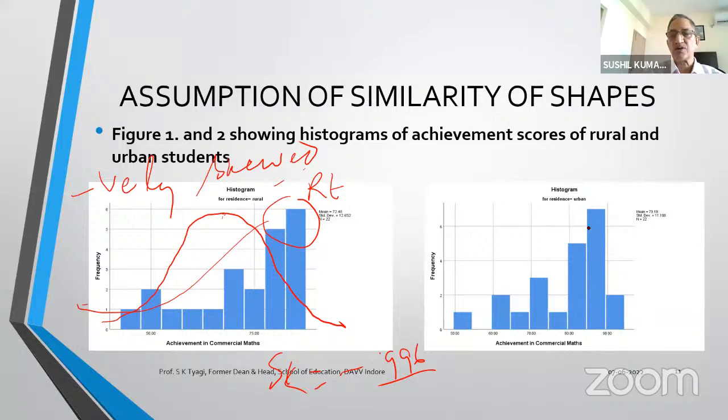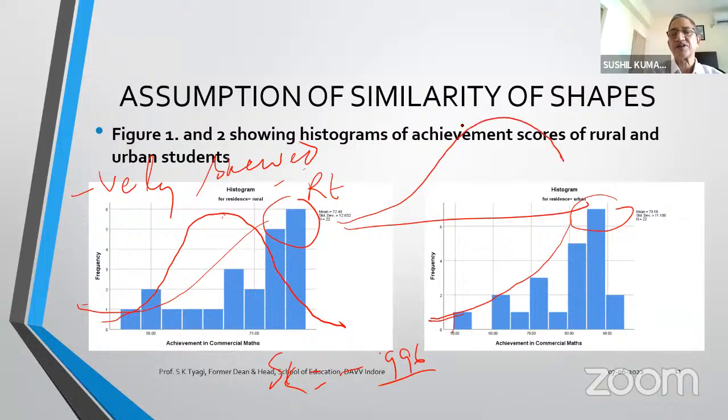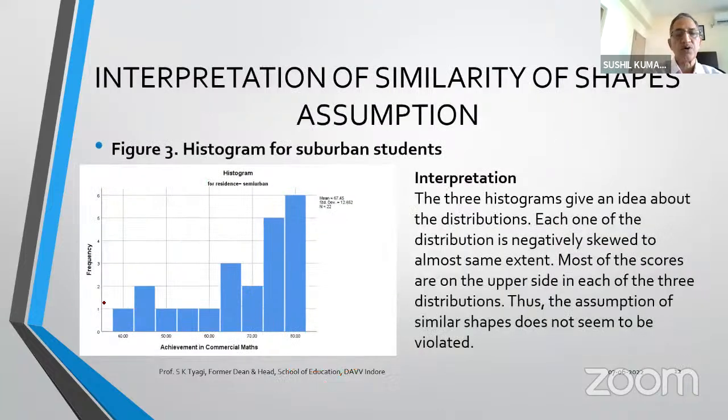Similarly, look into this histogram. Here also the peak is on the right, and on the left side the height is decreasing gradually. So the tail is on the left. This is a negatively skewed distribution. And the third distribution is also like this, negatively skewed. Therefore, the three histograms give an idea about the distributions. Each one of the distributions is negatively skewed to almost the same extent. Most of the scores are on the upper side in each of these three distributions. Therefore, the assumption of similarity of shapes does not seem to be violated. We can assume that these three distributions have a similar shape.